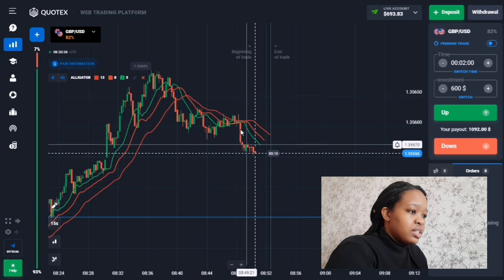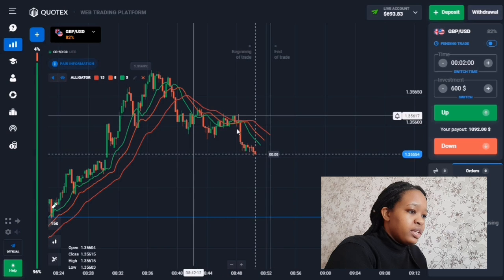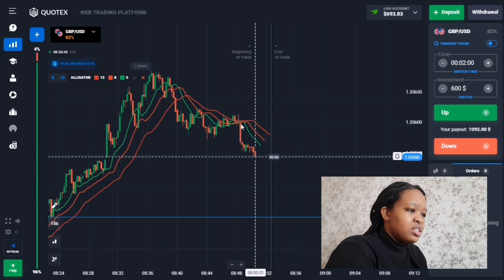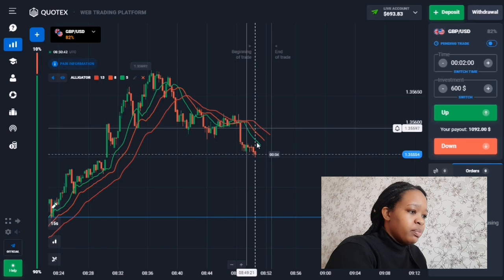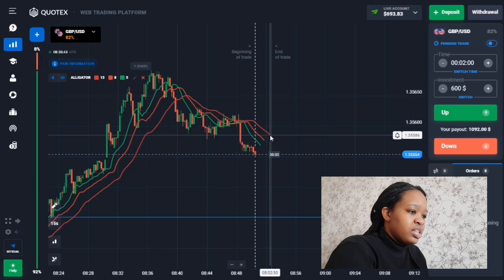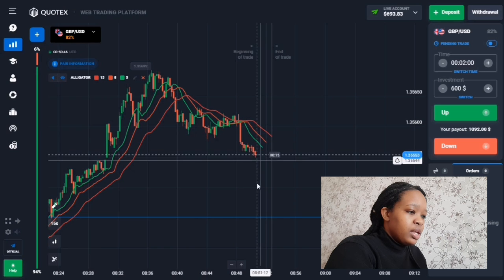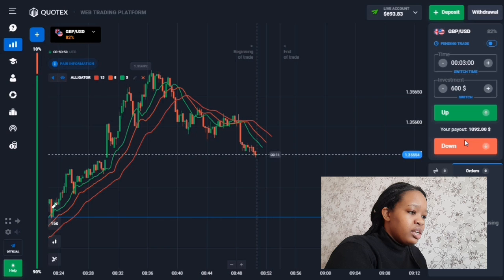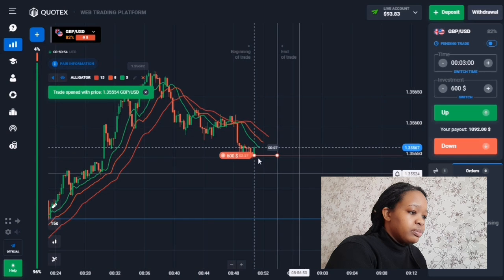Well, here I can see that downward movement is happening and the indicator is signaling the entry point here. The moving averages are diverging further from each other and I expect the price to trend down. So I'm going to open a trade for 3 minutes down and wait and see the results.